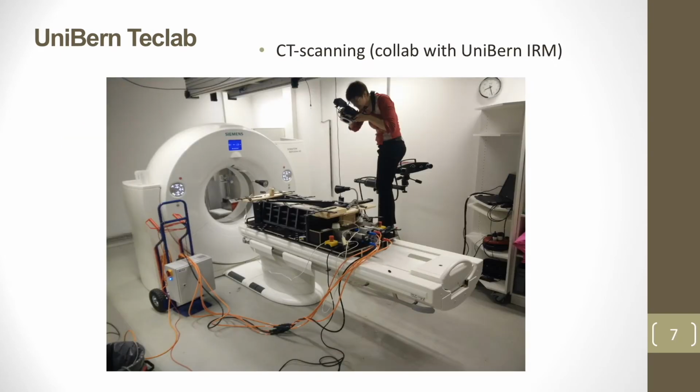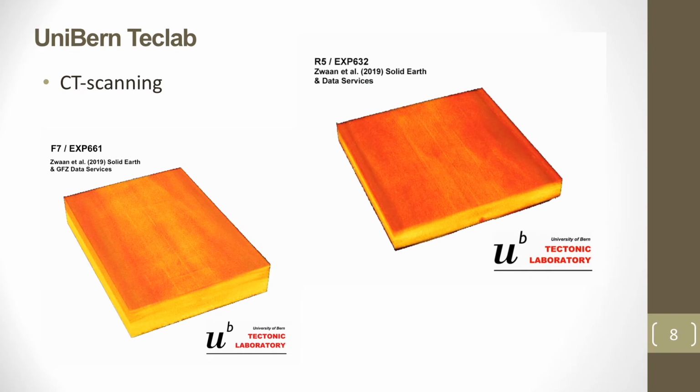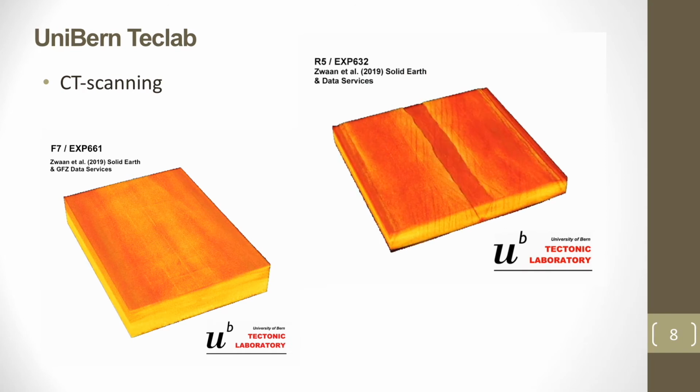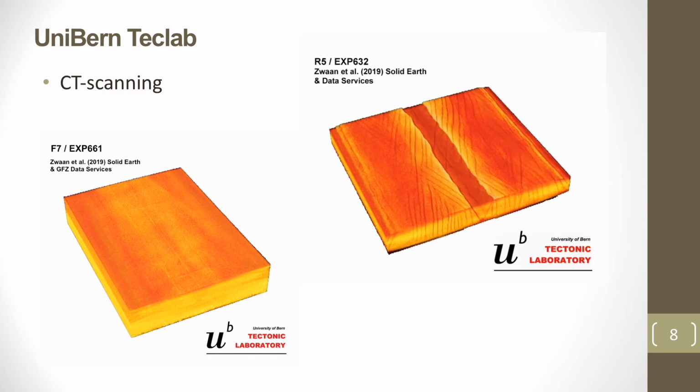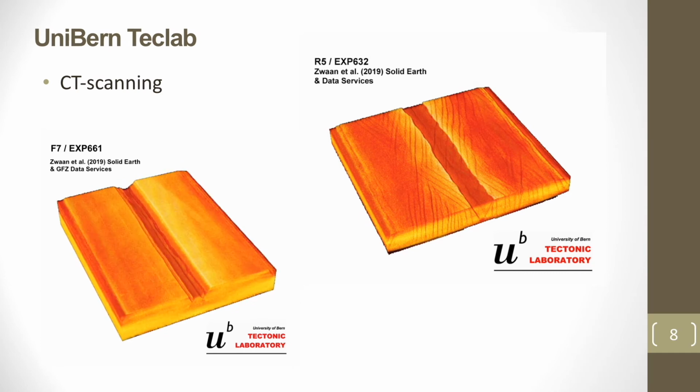The next step is that we can use the CT scanner from the University of Bern Forensic Department in order to analyze and monitor the internal structures that develop within the model. The CT data allows us to create 3D visualizations of our models. For instance, this model here creates a rift in the center and creates conjugate fault sets. And this one here creates just a central rift in the center of the model.